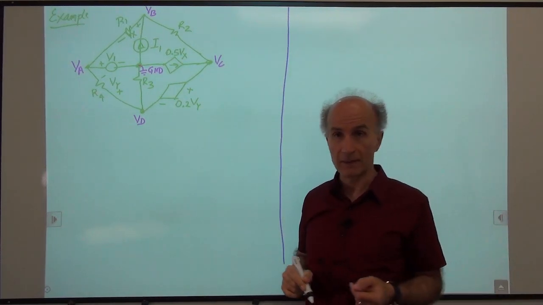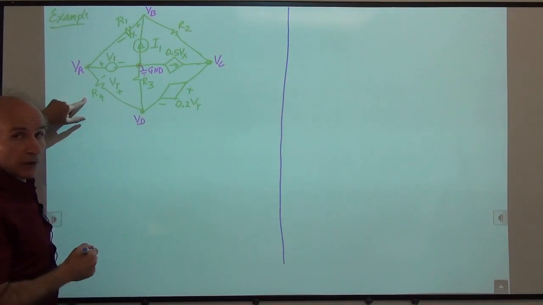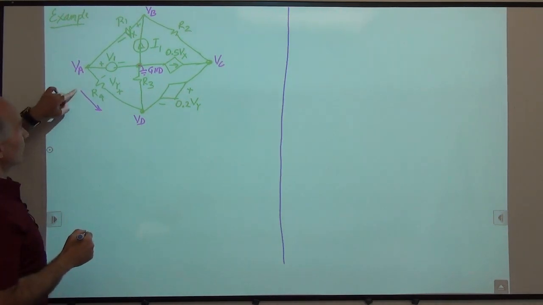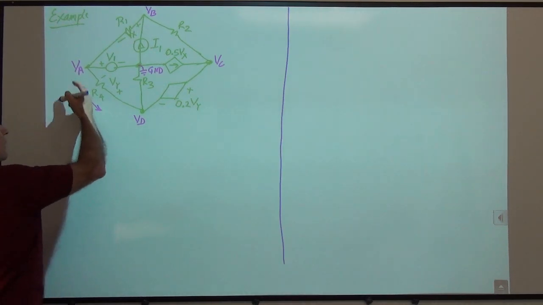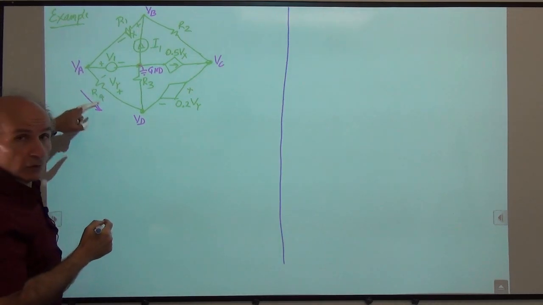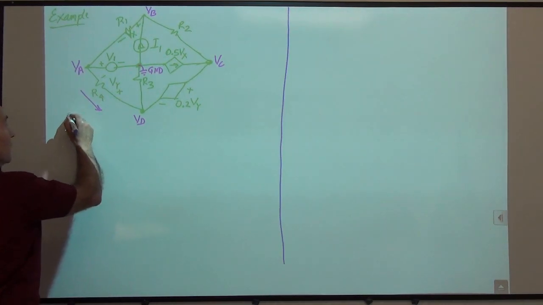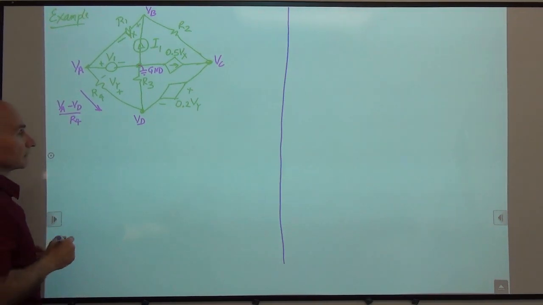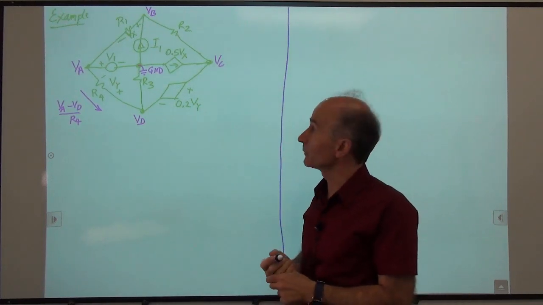So for resistors, that's easy. How much is the current through R4? Again, the direction is up to us. If you want to choose the direction to be this way, then the current going this way is this voltage minus this voltage divided by the resistor. So the current is going from high potential to low potential, so we say high potential minus low potential divided by the resistor. So this current is VA minus VD over R4. We can do that for all the resistors that we have.